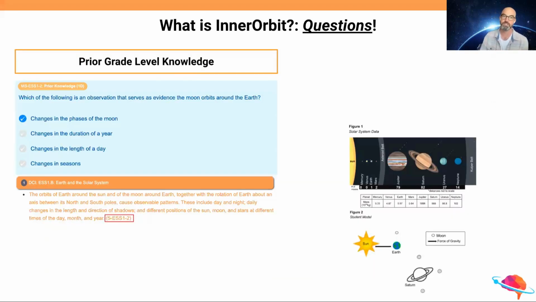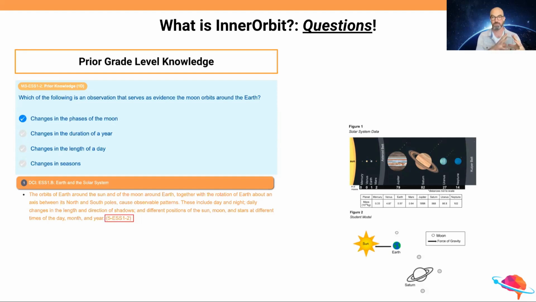Okay, first question type we call prior knowledge questions. And we like to think about this through the lens of what students would have had to learn prior to show readiness for the on-grade level content. So these questions for this middle school standard will go back to a 5th grade element. We ask students, which of the following is an observation that serves as evidence that the moon orbits around the Earth? We want them to identify that there are phases of the moon.